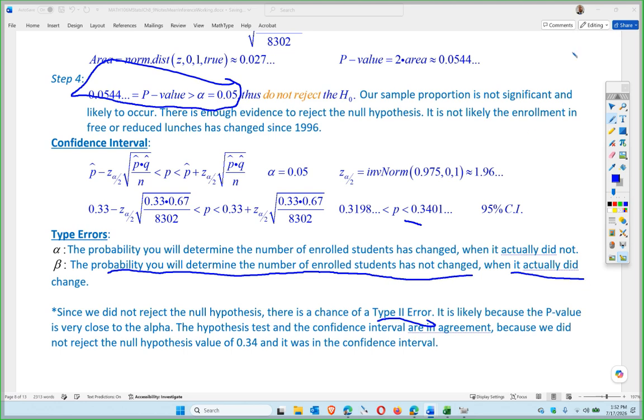It's very close. You'll never know, because what I'm trying to get to here is, as far as type errors, you'll never eliminate them. Just changing your alpha value, the significance level, is just going to change the likelihood of one versus the other. But it is inference, so you're just inferring as to what you believe the outcome is.